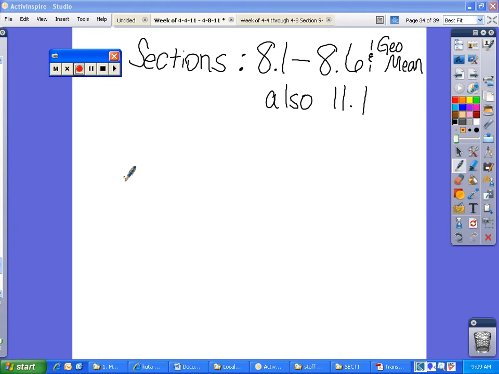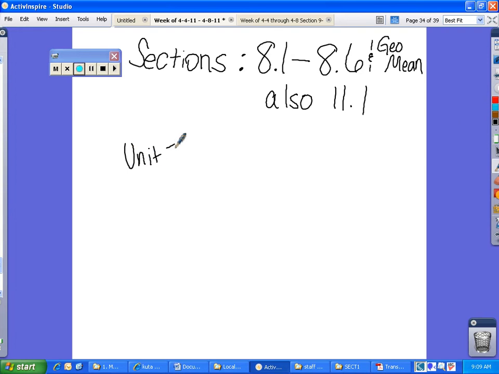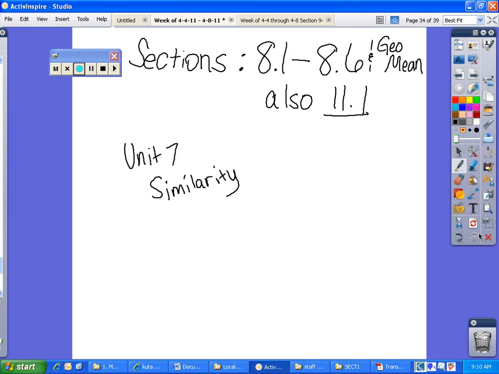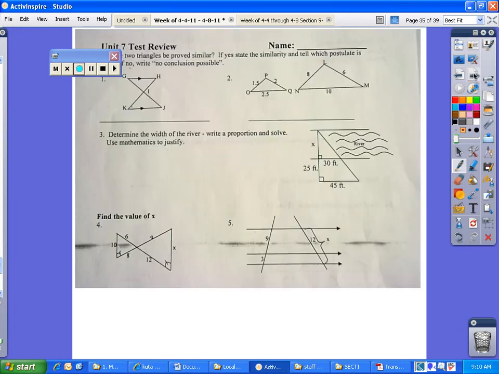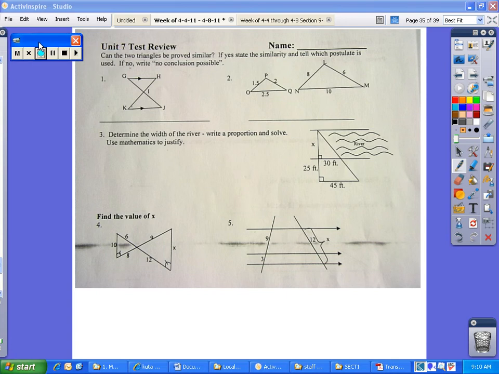Alright, so this is a review for your Unit 7 test, which is over similarity. Just as a reminder, this is textbook sections 8.1 through 8.6, including geometric mean, and then also section 11.1 on the golden ratio. So those are the things you should be studying for this evening. As far as the review sheet is concerned, let's go ahead and go over that together.